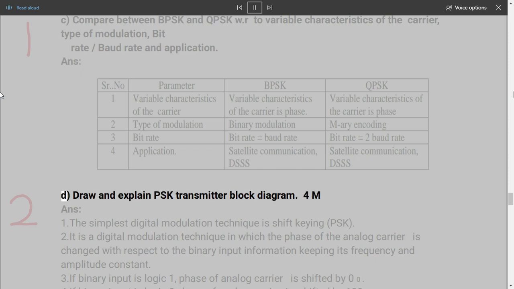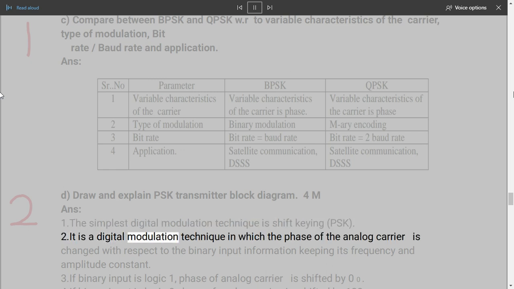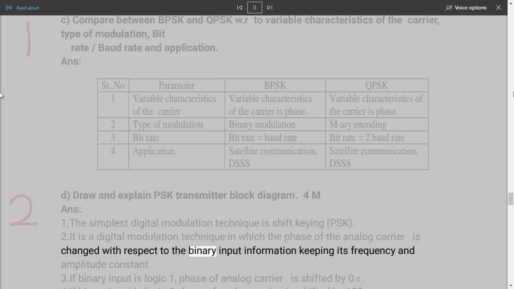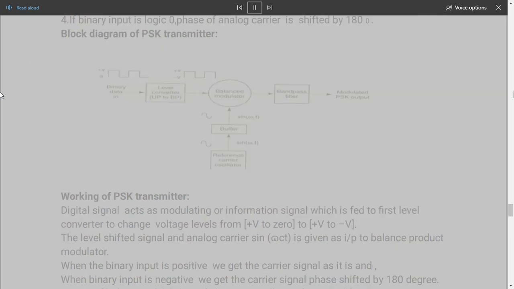D. Draw and explain PSK transmitter block diagram. Answer: 1. The simplest digital modulation technique is phase shift keying, PSK. 2. It is a digital modulation technique in which the phase of the analog carrier is changed with respect to the binary input information keeping its frequency and amplitude constant. 3. If binary input is logic 1, phase of analog carrier is shifted by 0 degrees. 4. If binary input is logic 0, phase of analog carrier is shifted by 180 degrees.